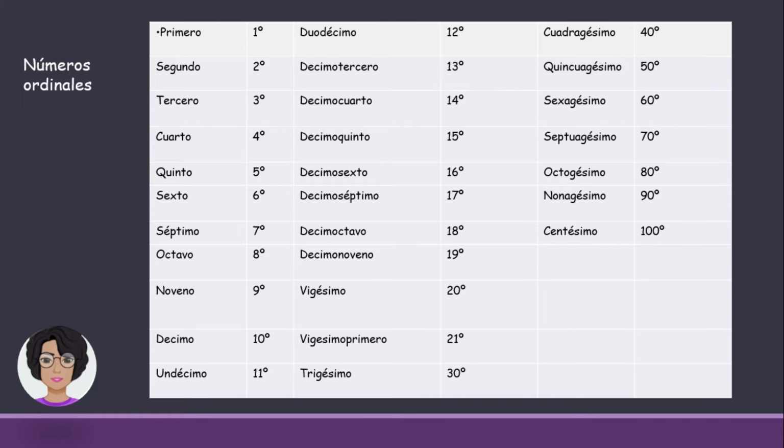In English, we would say first, second, third, fourth, fifth, and in Spanish, we will say it this way. Primero, segundo, tercero, cuarto, quinto, sexto, séptimo, octavo, noveno, décimo, undécimo, duodécimo, décimo tercero, décimo cuarto, décimo quinto, décimo sexto, décimo séptimo, décimo octavo, décimo noveno, vigésimo, vigésimo primero, trigésimo, cuadragésimo, quincuagésimo, sexagésimo, septuagésimo, octogésimo, nonagésimo, centésimo. And I will show you those just until the number 100.